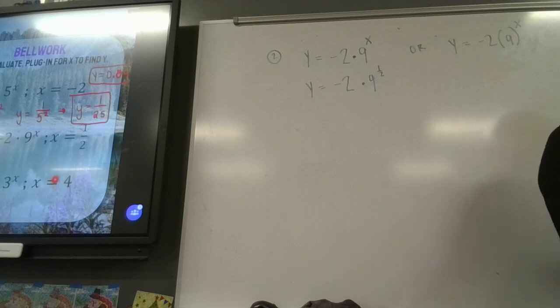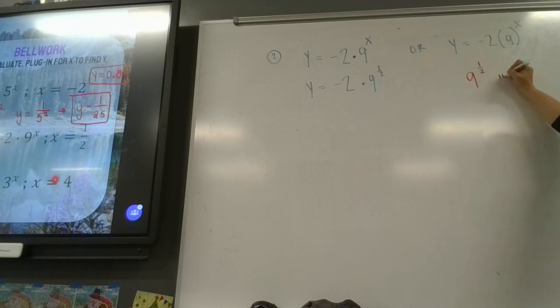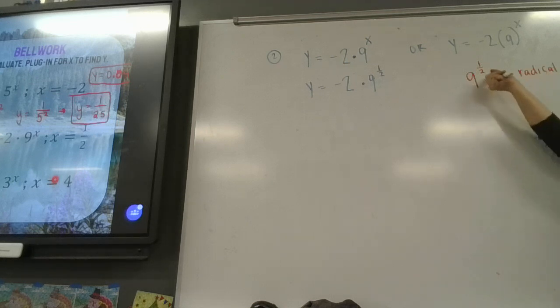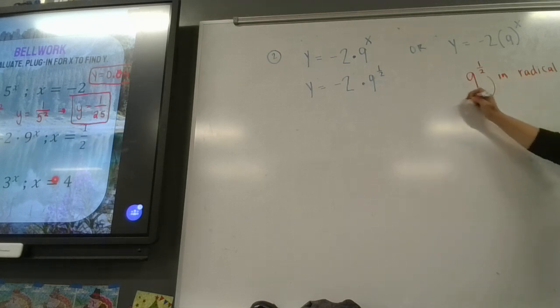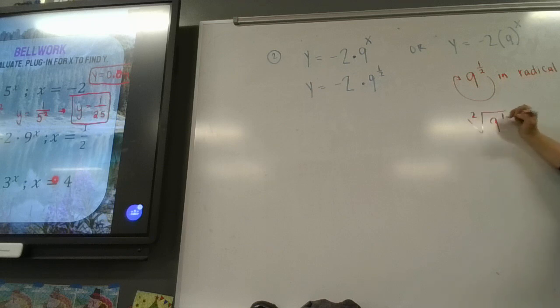Does anybody remember writing 9 to the 1/2 in radical form? We watched several videos about how to convert a rational exponent to a square root. Vladimir? The denominator goes down and around. The exponent stays up high. So 9 to the 1/2 is the same as the square root of 9. This was 2 weeks ago. Write it down if you don't remember it. 9 to the 1/2 is the same as the square root of 9.